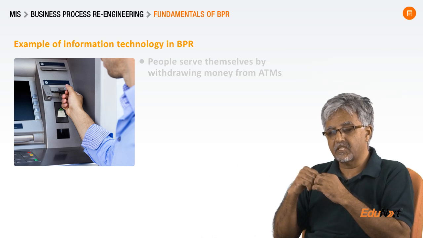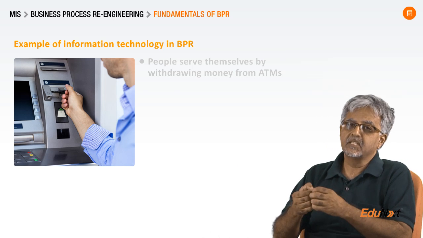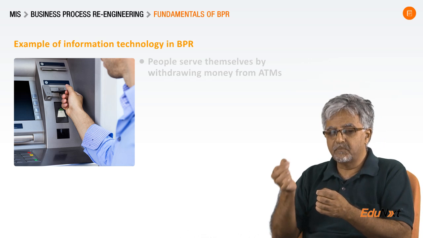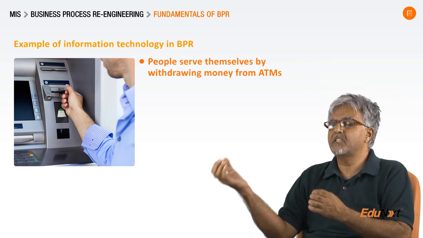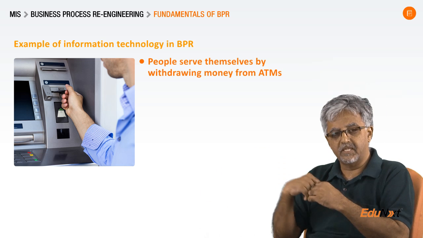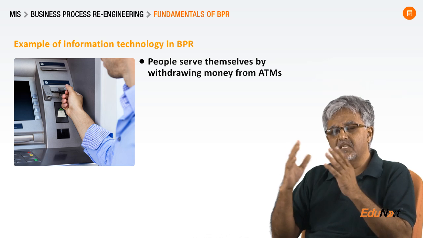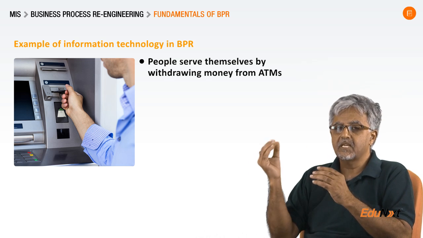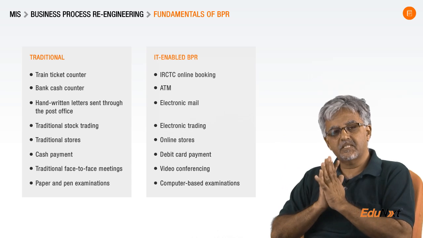ATMs, for instance: rather than go to a bank branch, write out a slip, go to a teller counter and get money, you go to an ATM and serve yourself. You withdraw your own money. Okay? So these are different examples of business process redesign using IT. Here are some other examples.